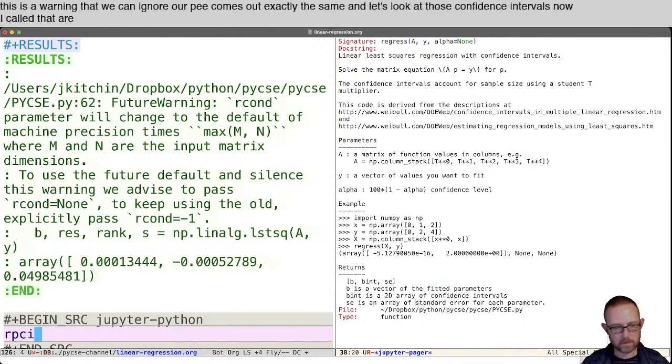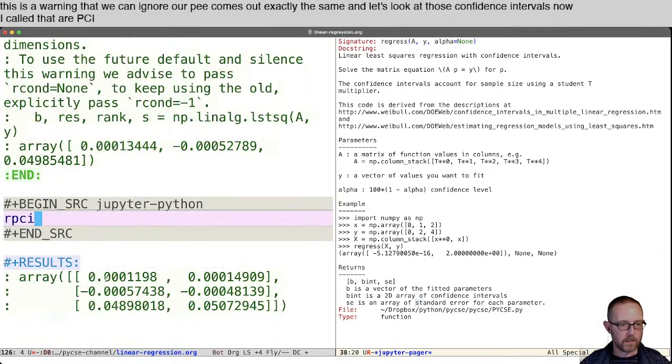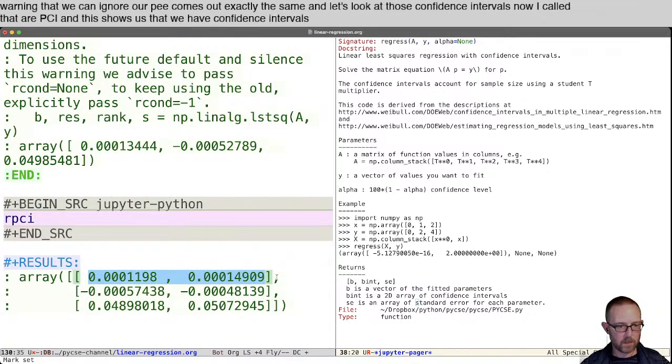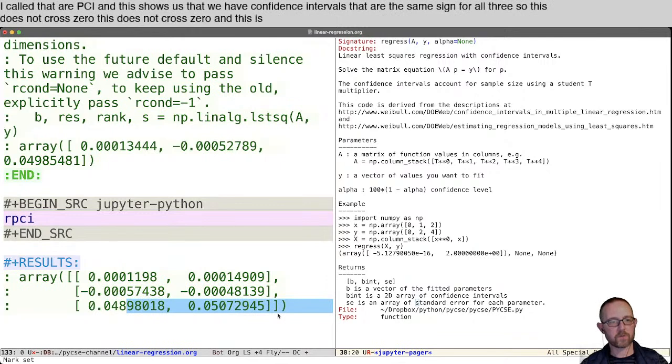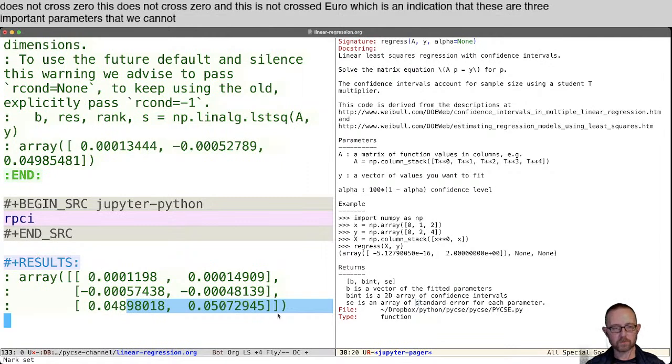I call that RPCI. And this shows us that we have confidence intervals that are the same sign for all 3. So this does not cross 0, this does not cross 0, and this does not cross 0, which is an indication that these are 3 important parameters that we cannot further eliminate to simplify our model.